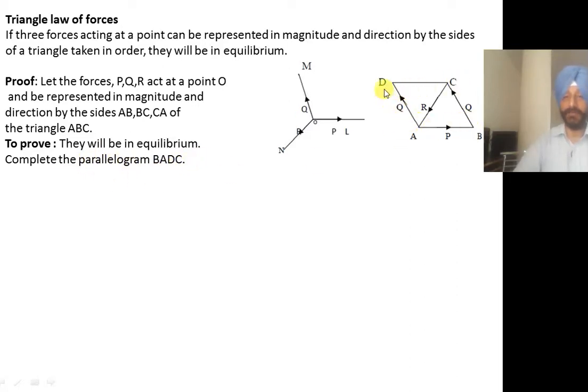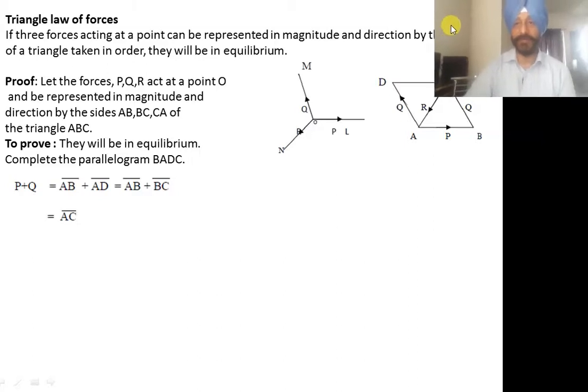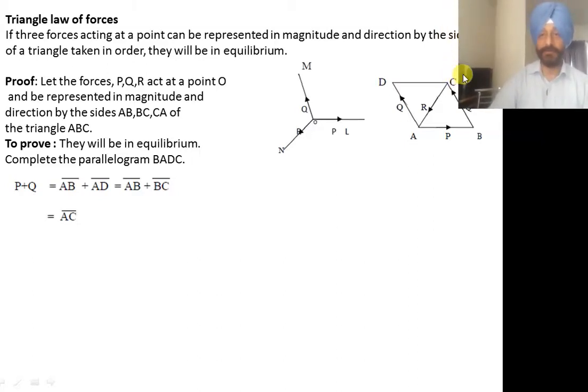First step is to complete the parallelogram, that is ABCD. Since this side is Q, this side is also Q. Now, P plus Q, what is P plus Q? P is AB, and Q is equal to AD. AD is nothing else, this is also equal to BC. So, AB plus BC is equal to AC. This is the simple law which we use at +2 level. AB plus BC is equal to AC.